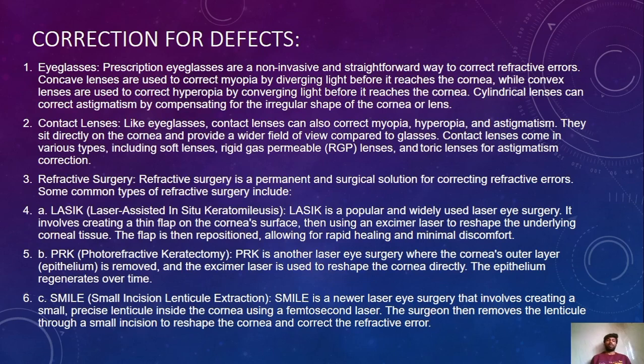It involves creating a thin flap on the cornea's surface, then using an excimer laser to reshape the underlying corneal tissue. PRK, photorefractive keratectomy. PRK is another laser surgery where the cornea's outer layer is removed and the excimer laser is used to reshape the cornea directly.